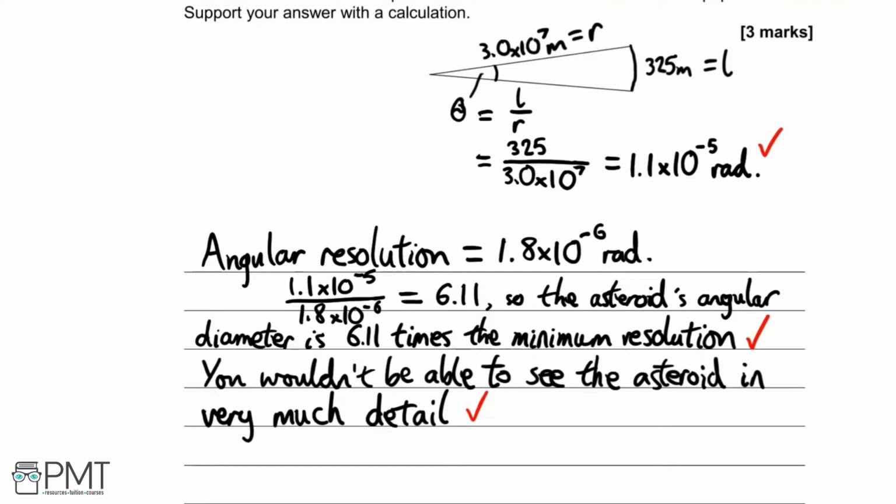Thinking of this view in terms of pixels, if the smallest we can see is 1.8 times 10 to the minus 6 radians across, then we're only going to see 6 of these smallest pixels of our resolution across the width of this asteroid. So it would be like viewing a picture that's 6 pixels across, so not very detailed at all. So those are our 3 marks.